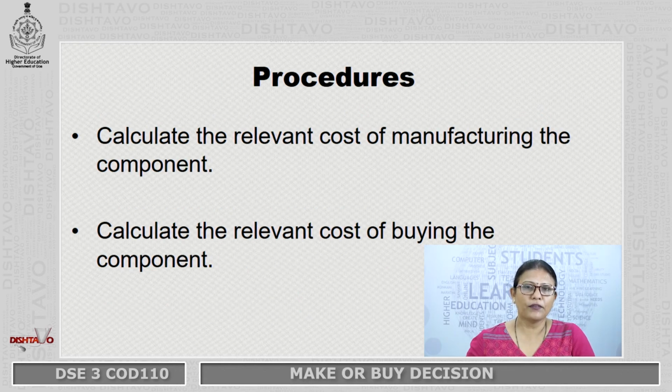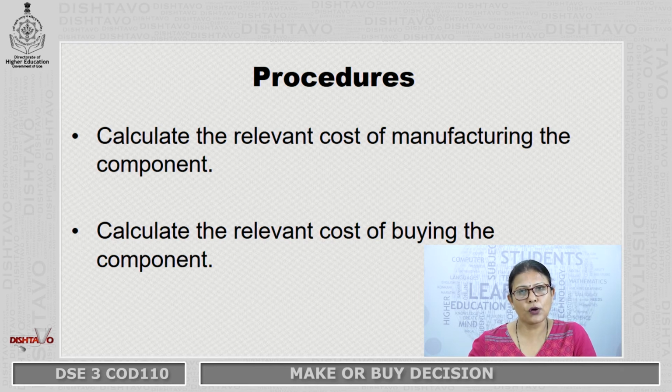Alright. Now, when we are going to solve the problem under make or buy and arrive at the decision of making or buying, we are going to look for two items, and this is called a procedure. The first one is to calculate the relevant cost of manufacturing the component. Relevant cost means the cost which is incurred due to this additional manufacturing of a product. So, basically it is talking about a variable cost. And the second step is to calculate the relevant cost of buying the component.